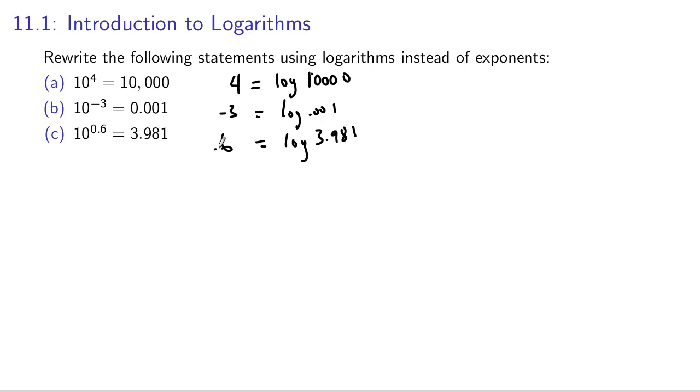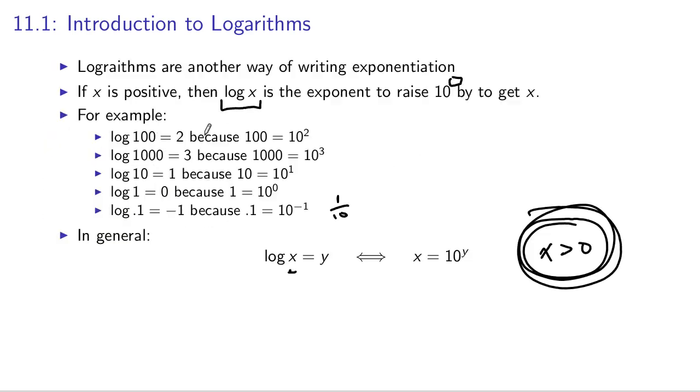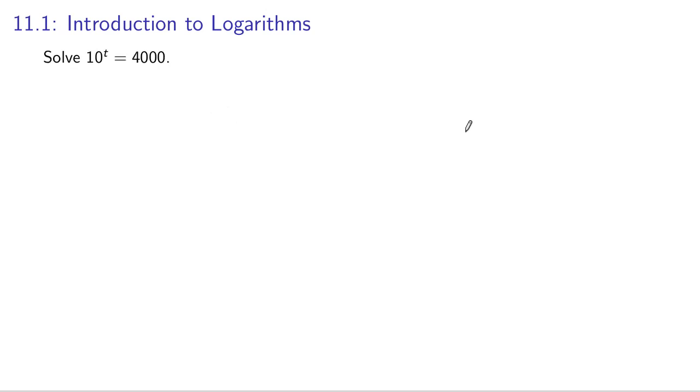And if I'm going too fast, go back and look at this definition. If we have x equals 10 to the y, then we can write logarithm of x equals y. So you see the 10 goes away here, and we write log here to get from one to the other. Okay, so that's how we can do these kinds of problems.